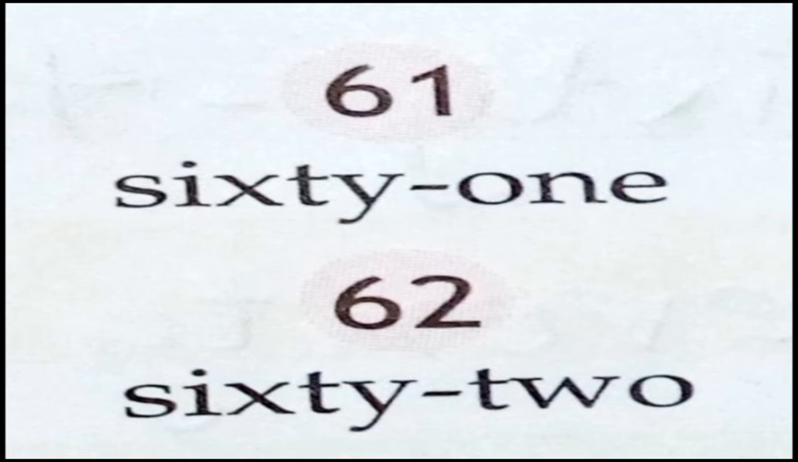62. Number name is SIXTY 60, TWO 2, 62. Once again, SIXTY 60, TWO 2, 62. In 62, students, in 62, 2 is our ones, yes, and 6 is our tens. बेटा 62 में जो 2 है वो क्या है बेटा हमारा ones, और जो 6 है वो क्या है बेटा हमारा tens. Yes, very good.